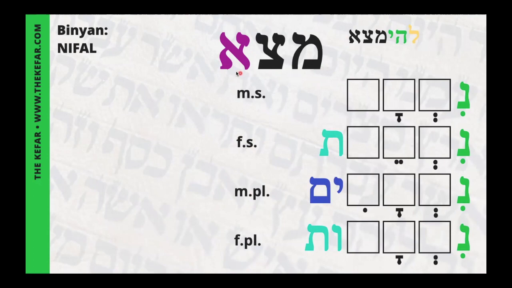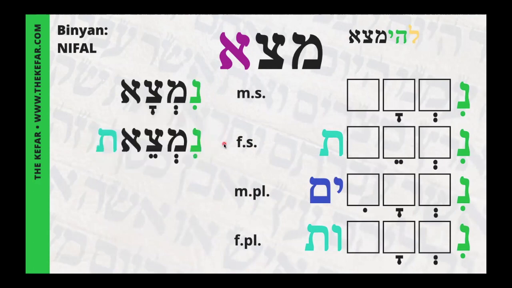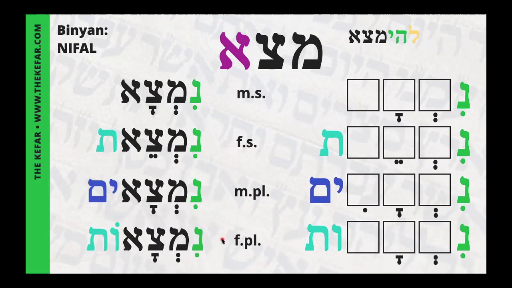So if we plug in our root letters, the mem, tzadi, and the alef, we have nimtza for masculine singular, nimtzet for feminine singular, nimtzaim for masculine plural, and nimtzaot for feminine plural. So nimtza, nimtzet, nimtzaim, and nimtzaot.